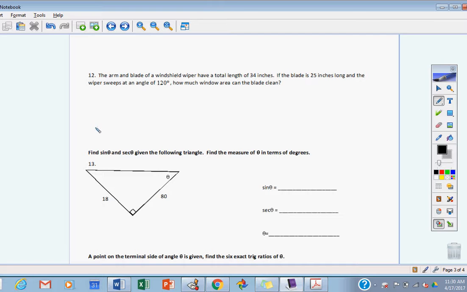Number 12 is basically finding the area of a sector, but it has a little wrinkle on it. So here's your lesson about windshield wipers. Your windshield wipers are not your blade. The blade is on the windshield wiper. So if this is a picture of my windshield wiper, the blade would actually go to here. It doesn't go all the way down to the end of the windshield wiper.